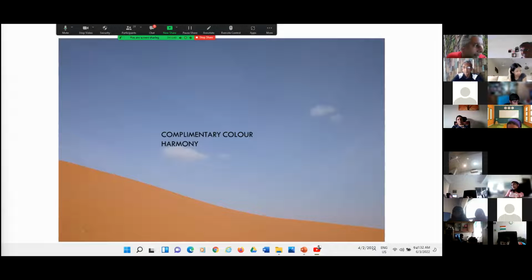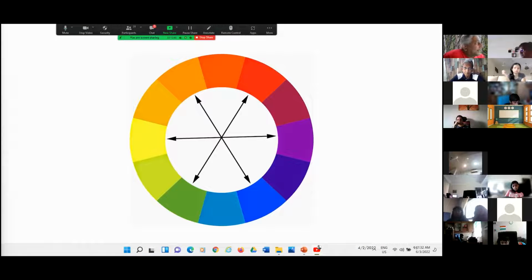So this picture is taken in the desert. You can see the sand, which is orangish brown, and the blue. They're totally opposite each other. So this is the complementary color wheel. Okay, so you can see the blue is directly opposite to the orange. The red is directly opposite to the green. The purple is directly opposite to the yellow.